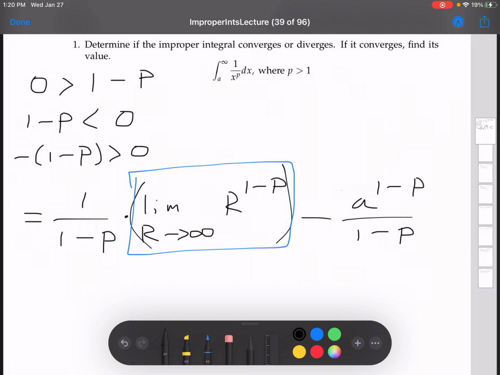Now, negative 1 minus p, if you distribute the negative through, that makes p minus 1. So p minus 1 is positive. Now, why do we care about all this?